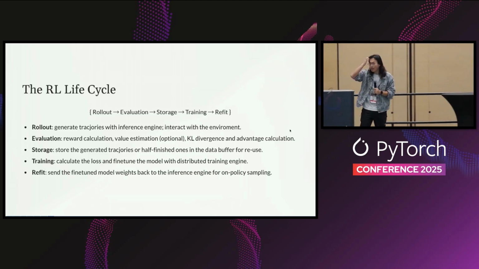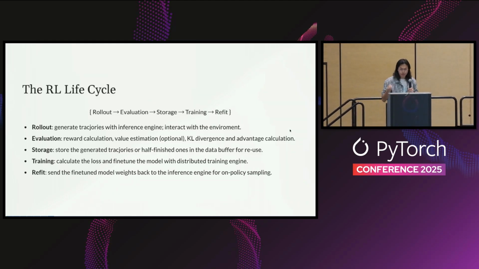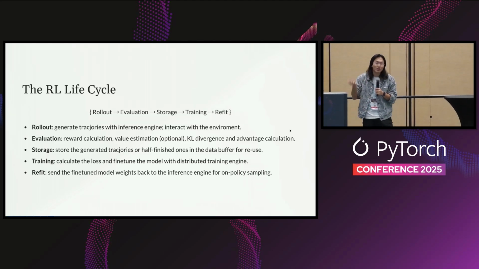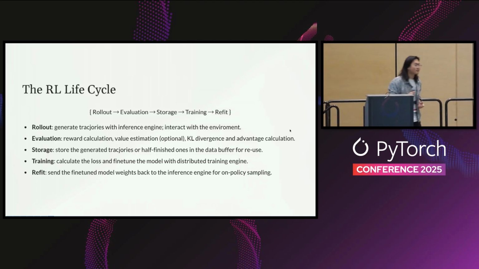The second thing is evaluation. It covers the reward, value, KL divergence, and advantage. You do not need to know in detail what they are, but they are critical for you to calculate the loss for your training. And the third thing is the storage.